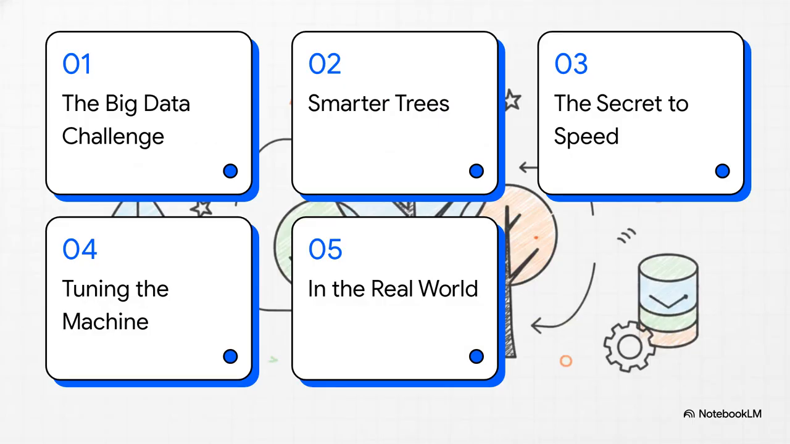So here is our roadmap for this explainer. We'll start with the big data challenge, move into the core innovations of smarter trees, uncover the secret to speed, learn about tuning the machine, and finally, we'll look at LightGBM in the real world.